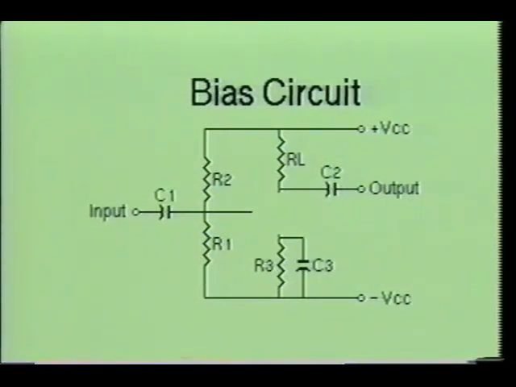The bias circuit should prevent changes in the operating conditions even if the amplifying device's characteristics change during normal circuit operations. A well-designed circuit will provide for a stable circuit operation.